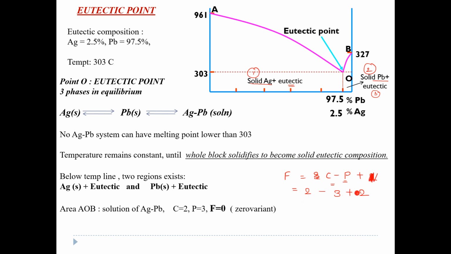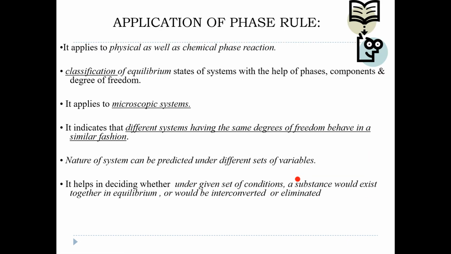Sorry, this is 1. This is 1 because we are applying the condensed phase rule, no. So what is the answer? The answer is 0. Zero variant. Okay, you cannot change anything. If you change anything, everything changes. So this is called the eutectic point.